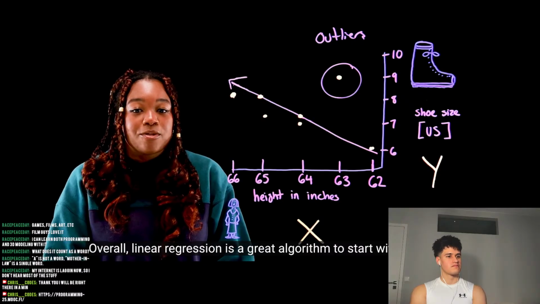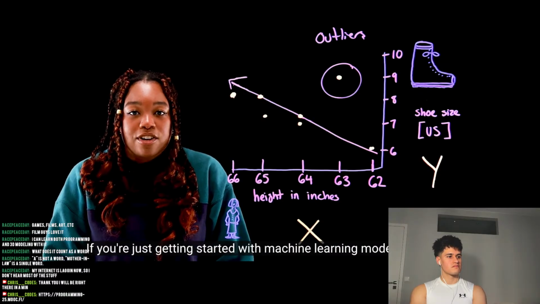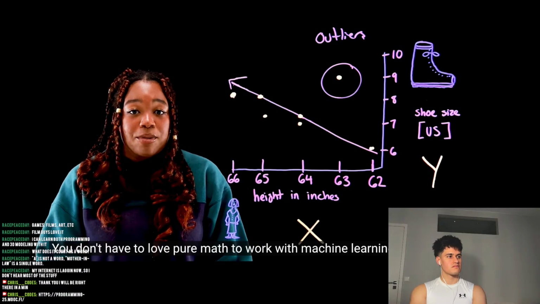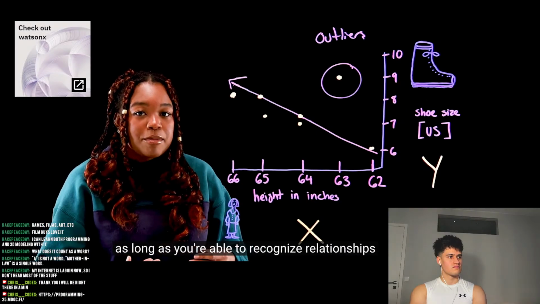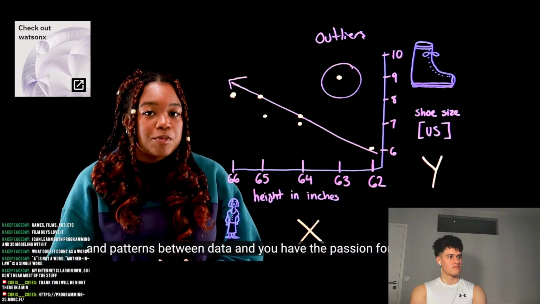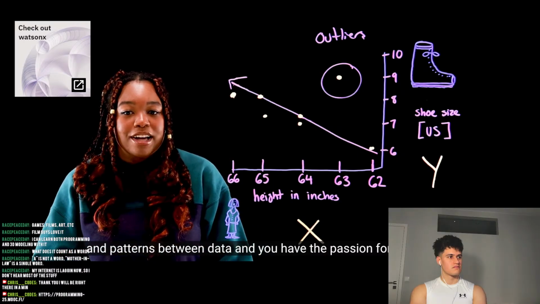Overall, linear regression is a great algorithm to start with if you're just getting started with machine learning models. You don't have to love pure math to work with machine learning and AI, as long as you're able to recognize relationships and patterns between data and you have the passion for it.